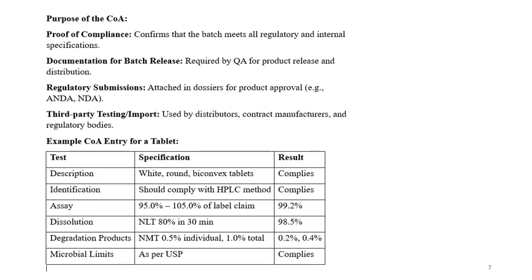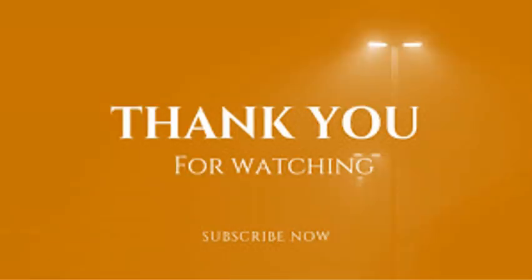So here is the example of COA test for the tablets. It is a hypothetical COA table. Description, identification, assay, dissolution and degradation products, microbial limits are mentioned. The specifications are given and the results are given. So as per this, you can understand the COA and the drug product specification.